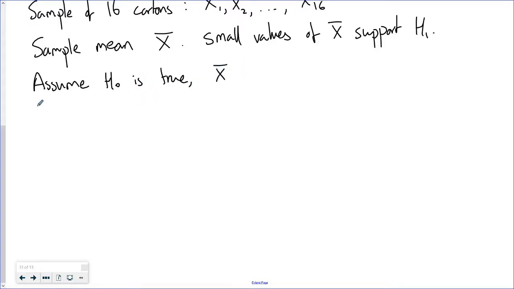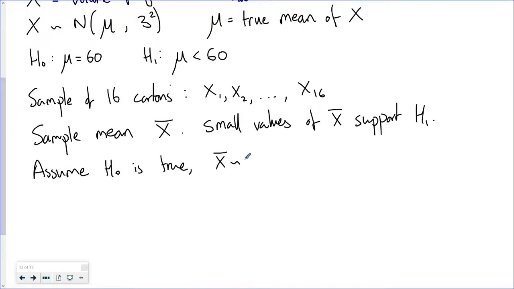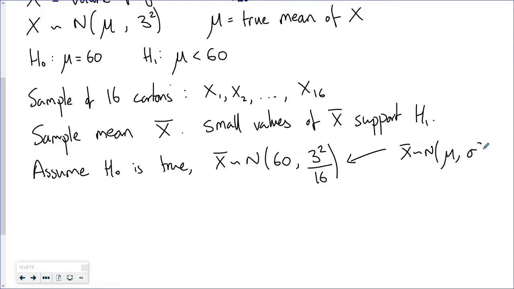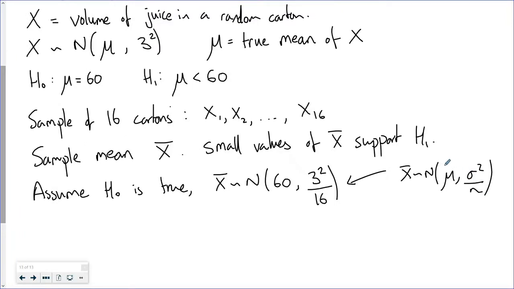Now, if H0 is true, then x bar is going to have this distribution. It's going to be a normal distribution. The mean is going to be 60 if the company is not lying. And the variance is going to be the variance of x divided by the sample size, which is 16. So here I've used the formula. X bar follows a normal distribution with mean mu and variance sigma squared over n. So in this question, mu is 60 because that's what's true if H0 is true, and sigma squared is 3 squared because the standard deviation was 3.